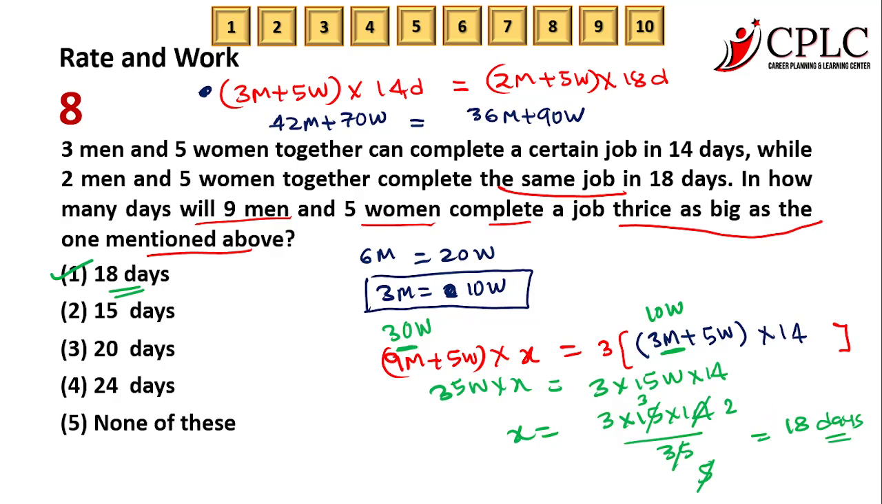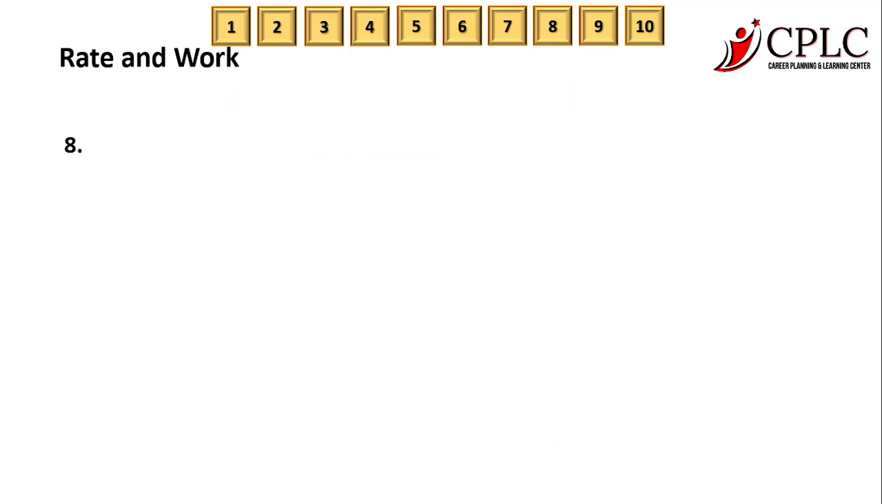So we had two variables, men and women. So we had to convert either men into women or women into men using the relationship. And while substituting, it will be a little bit simpler for you if you do the right amount of calculation. Basically, this is how we do that. So this is question number 8 for you guys.